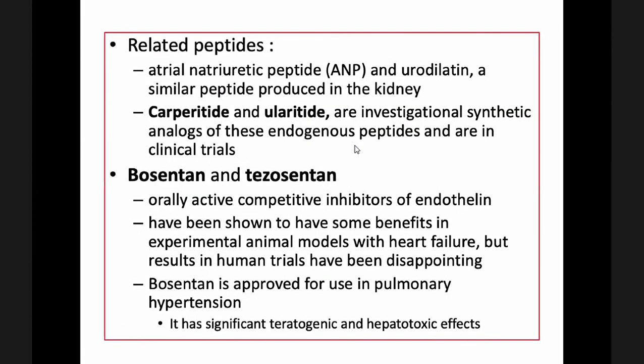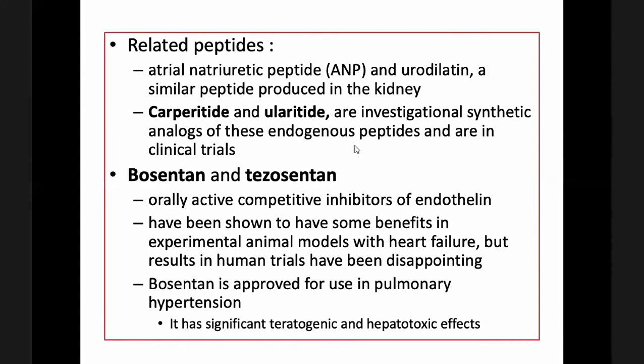You also have related peptides, which are also used in heart failure. These are your atrial natriuretic peptide, or your ANP, and your urodilatin, which is a similar peptide produced by the kidney. Your carperitide and ularitide are investigational synthetic analogs of these endogenous peptides, and there's an ongoing clinical trial with these two investigational synthetic analogs.